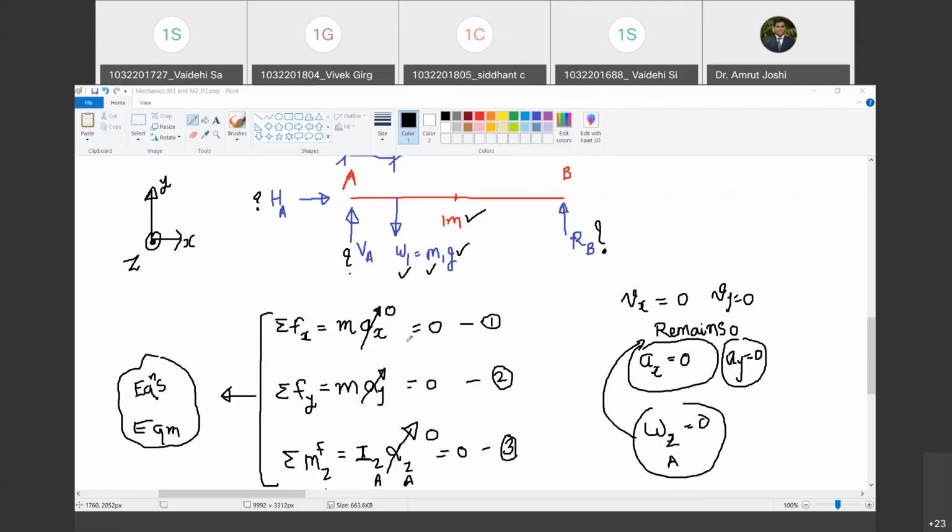Let us do one more thing. Imagine that this beam would not have been static. Let us say it is moving with constant velocity. Still acceleration will be 0. Do you agree with me? Yes, sir. Let us say the beam is moving in x direction with constant velocity. Still ax will be 0. So still summation Fx equal to 0 will be satisfied. Are you with me? Yes, sir.